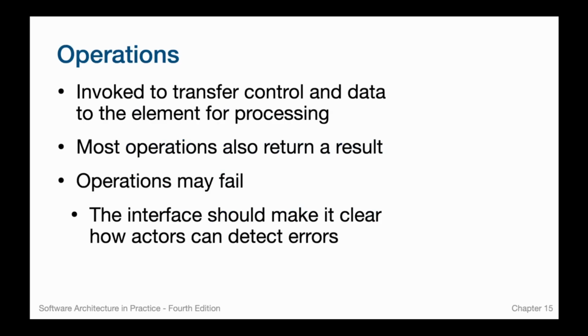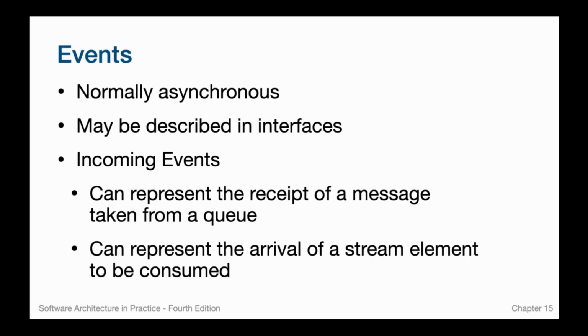Operations are invoked to transfer control and data to the element for processing. Most operations also return a result. Operations can also fail, and as part of the interface, it should be clear how the actors will detect those errors if there's a failure. So it should either be signaled as part of the output, or there should be some sort of dedicated exception handling channel for those detections. So that's operations. The next part was events.